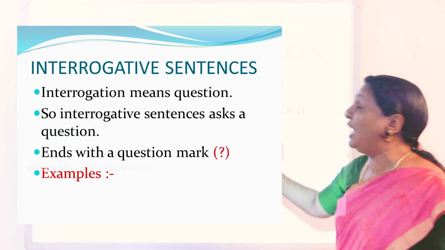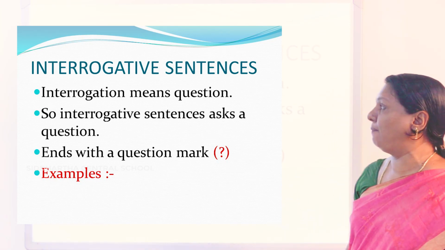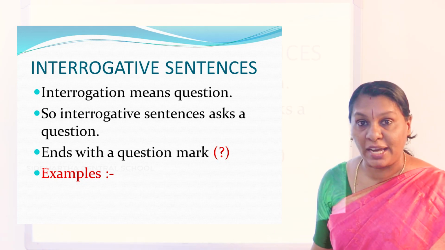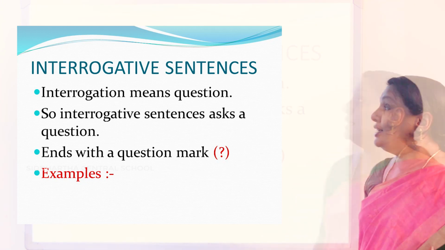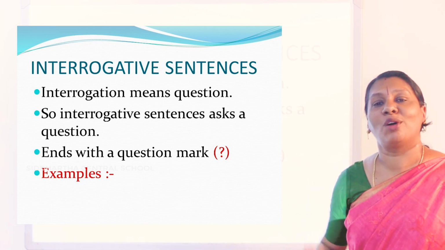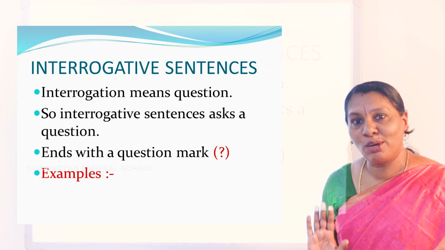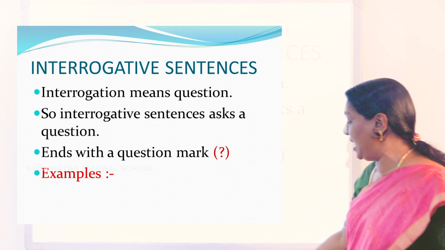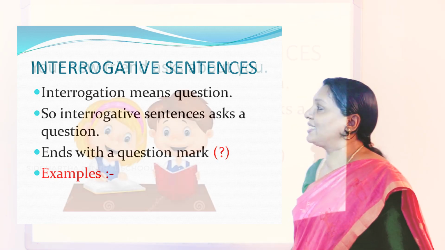Now let us pass on to interrogative sentences. What is an interrogative sentence? For explaining that, I would like to go for the meaning of the word interrogative or interrogation. Interrogation means question. So, interrogative sentences always ask a question which ends with a question mark. We use the punctuation question mark. By seeing the question mark, we can easily identify the sentence as an interrogative one. Let us move on to the examples of these interrogative sentences.